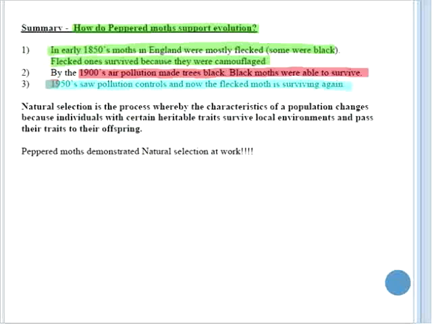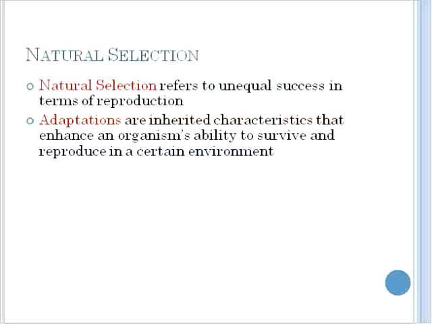We can define natural selection as being the process whereby the characteristics of a population changes because individuals with certain heritable traits survive local environments and pass their traits to their offspring. The peppered moth clearly demonstrates natural selection at work. So we look at what these are. Natural selection can be defined as unequal success in terms of reproduction.